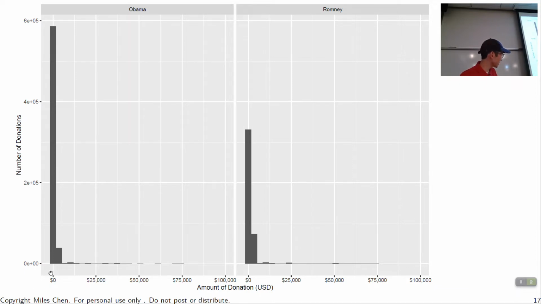And along the x-axis, I guess it goes from 0 to 100,000. And I don't know how wide each of these bins are. Maybe like 1, 2, 3, 4, 5, 6, 7, 8. Okay, so I've got about 8 bins between 0 and 25,000. So each bin's probably something around $3,000.